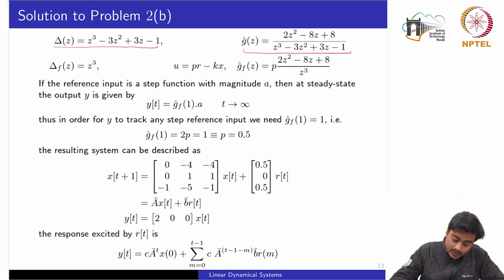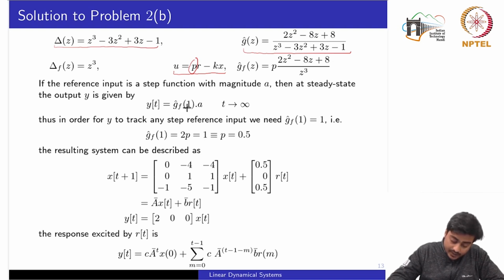This is the controller we are now using, where we have introduced this P because we want to track the reference signal. The transfer function of the feedback loop is now given by this, where because of the inclusion of this P, we get the overall transfer function with the numerator multiplied by the variable P. Now, if the reference input is a step input with magnitude A, then at steady state, the output Y would be given by this one.